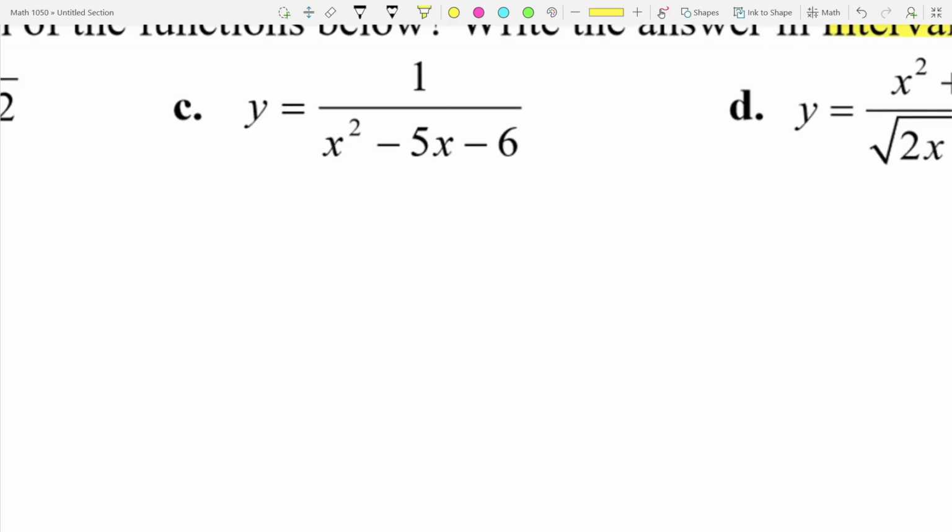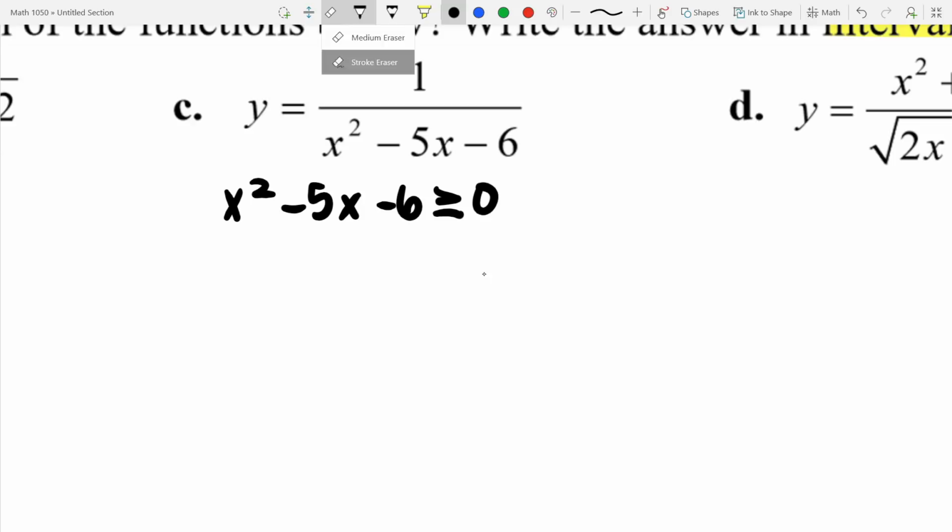How many things am I watching out for? 2. Do I have a fraction with an x on the bottom? Yes, I do. So look what people do. They go x squared minus 5x minus 6 must be greater than or equal to 0. Is that right? What do you put? Cannot be 0. So think about what the restriction is. It's just that you can't have a 0 on the bottom. So be careful you know which restriction it is, okay?